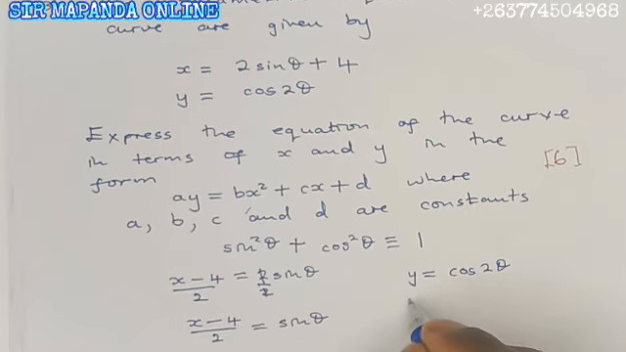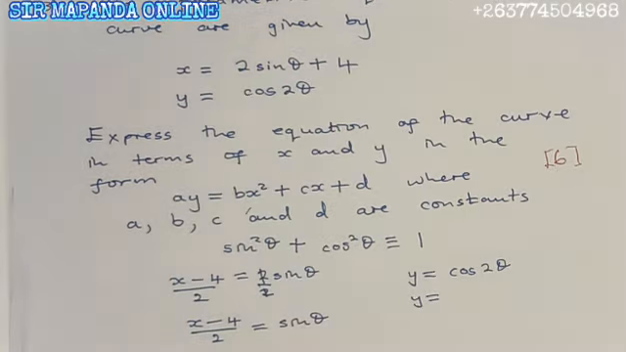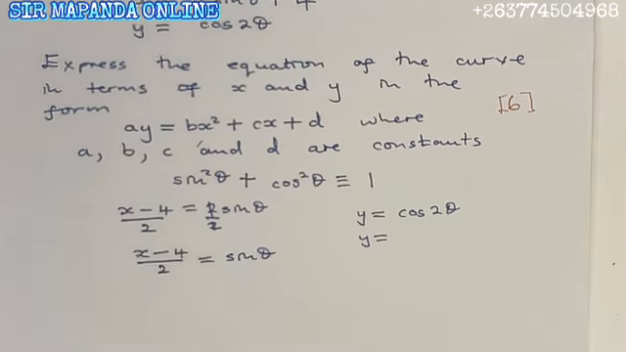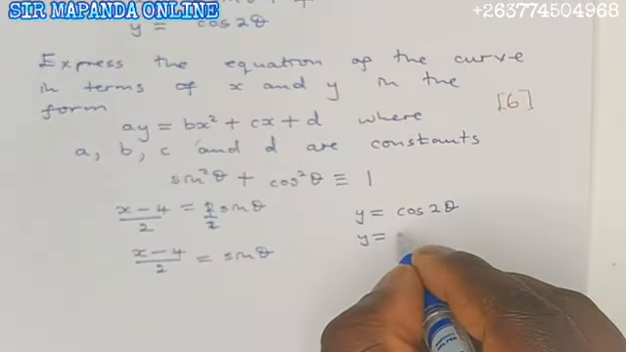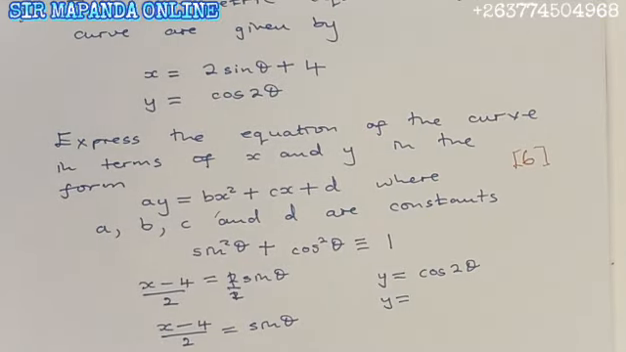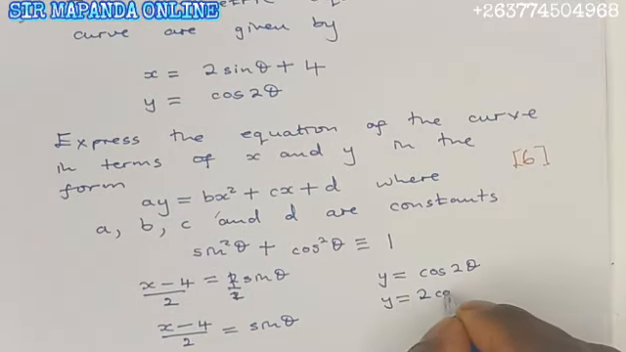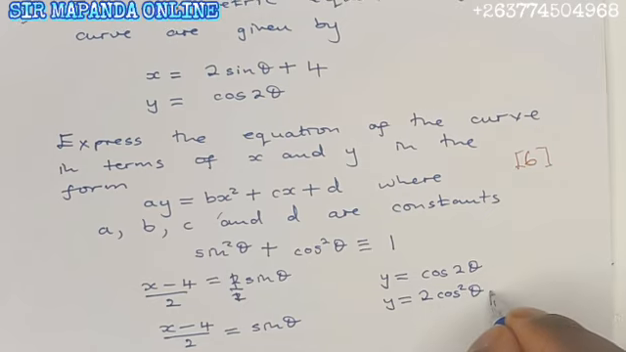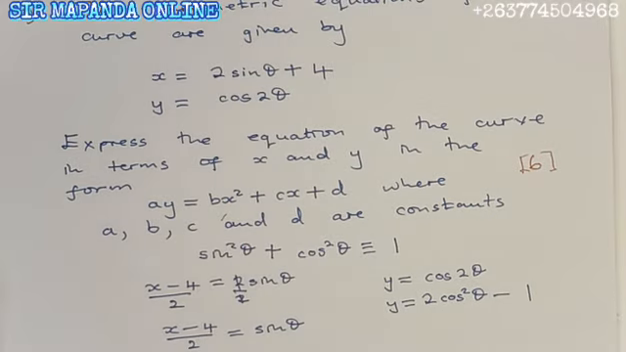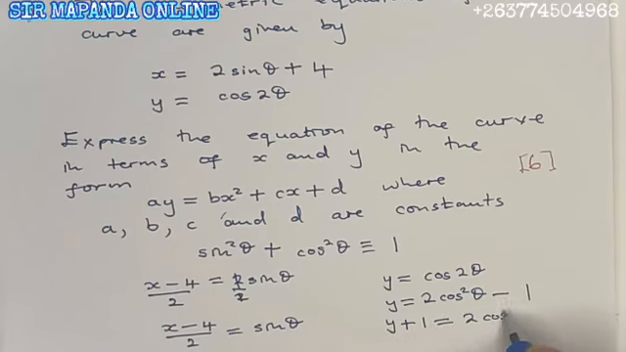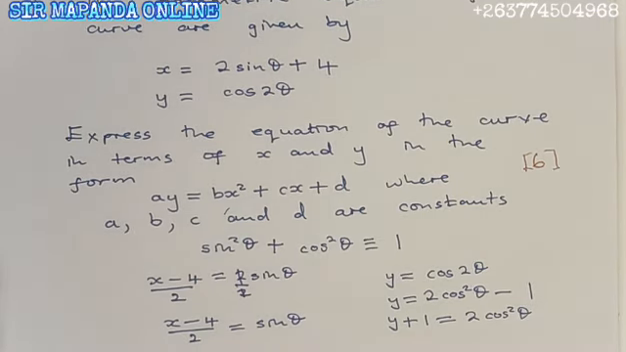cos 2 theta. For this one, you simply apply the double angle identity of cos 2 theta in terms of cos. What do you get? You get 2 cos squared theta minus 1. I hope you are following. So 2 cos squared theta minus 1 is identical to cos 2 theta. Now moving minus 1 to the left, you get y plus 1 is equal to 2 cos squared theta. Then divide both sides by 2.